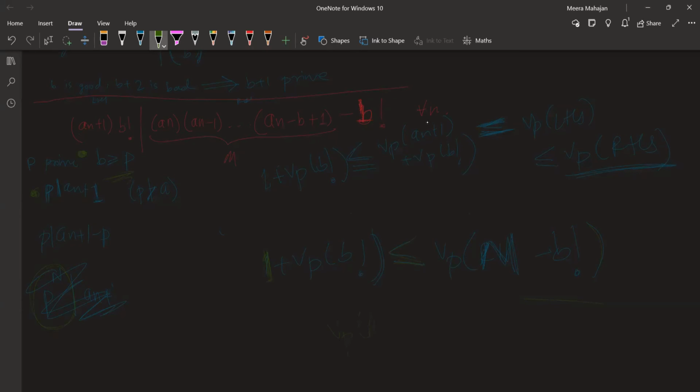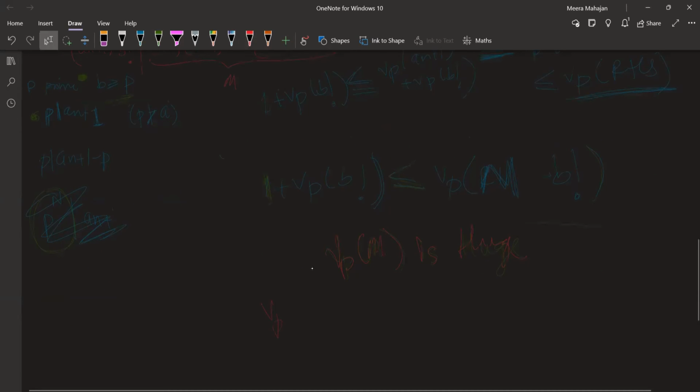What will happen if VP of M is huge? In that case, what will VP of M minus B factorial be? We know this has huge VP, and we know this has bounded VP. So what is the VP of this term?